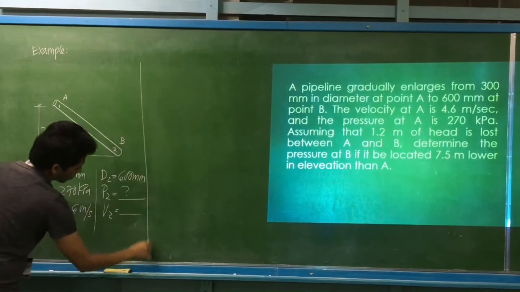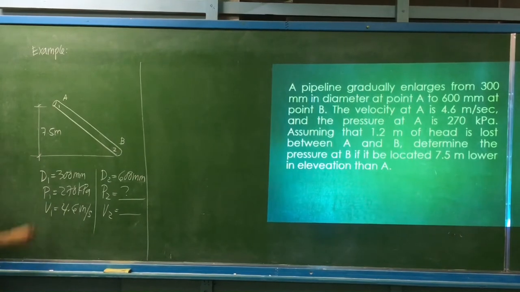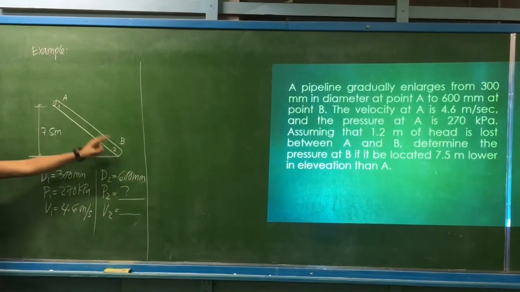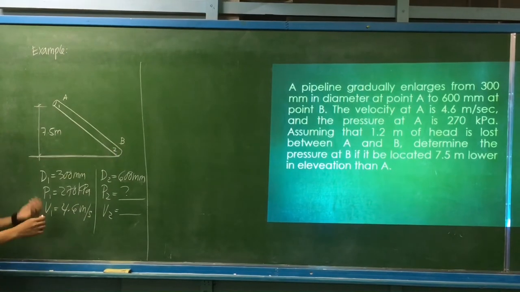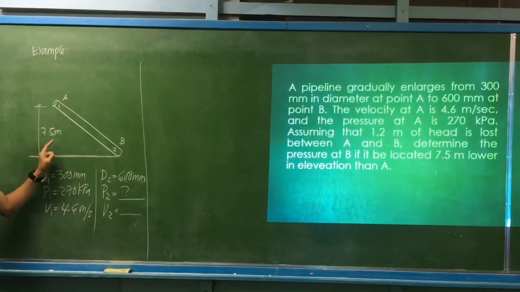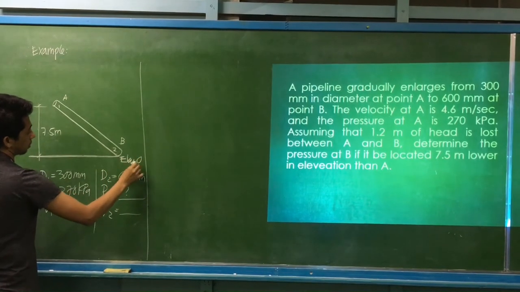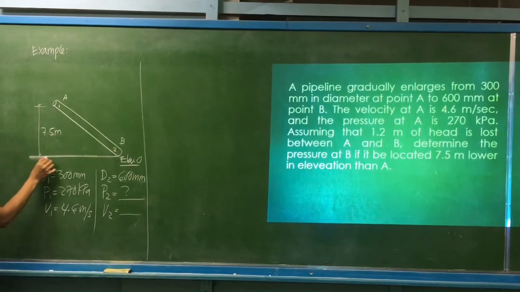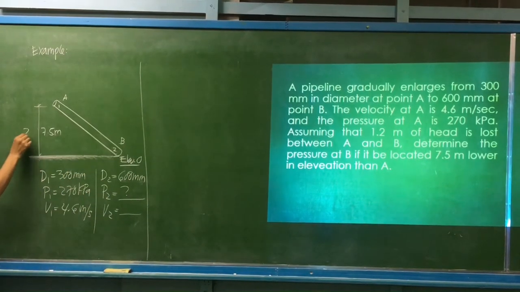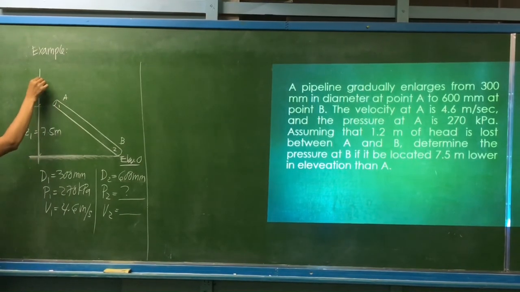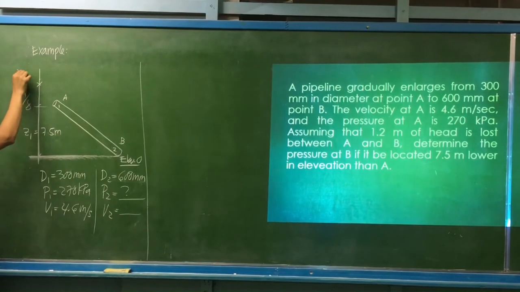Alright, so let's first construct our energy equation. No elevation was given for points A and B, only the difference in elevation is given. I can assume that point B will be elevation 0, so elevation at B is 0. This is our reference line. So we have 7.5 as the elevation of point A. On top of that, we have the pressure head at point 1 or point A, P1 over gamma, and the velocity head, V1 squared over 2g.